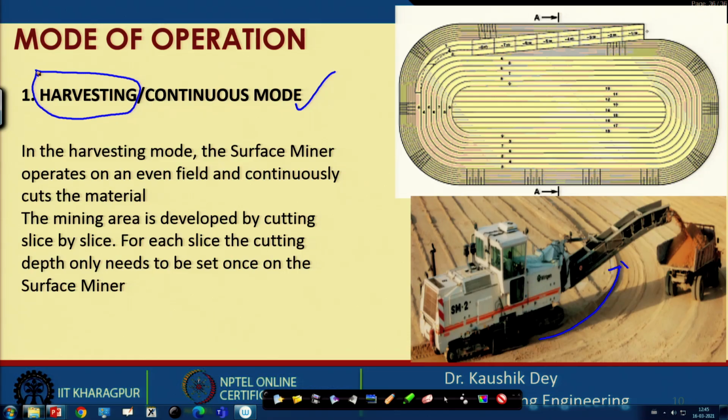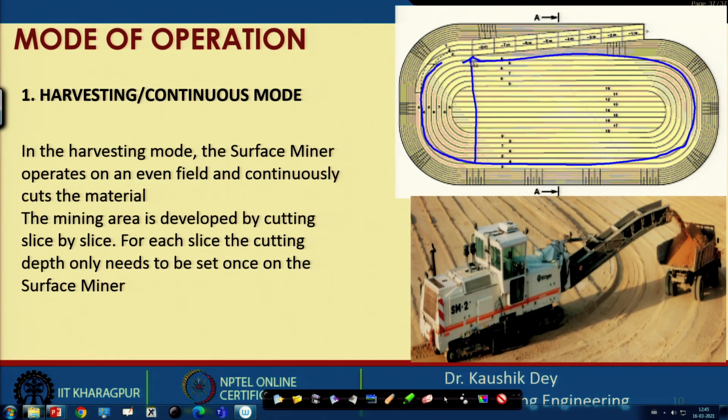Probably one can recall a tractor is allowed to plow like this in a field. So, that is why it is called harvesting mode of operation or continuous mode of operation. In this case one can see the slices of the complete thickness are taken with a number of operations. So, this is one slice taken, then the second slice is taken. Like that way it is taken.